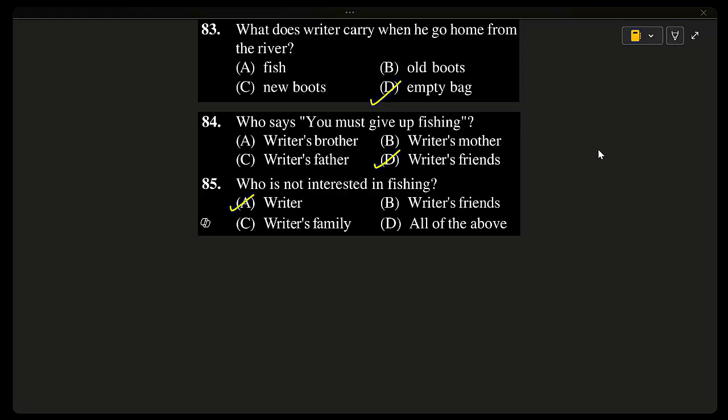Aditi. Sir, fishing is my favorite sport. Fishing is also a sport, sir. Yes, it is also considered a sport. There are some places where fishing is conducted as a sport and they give prizes also.